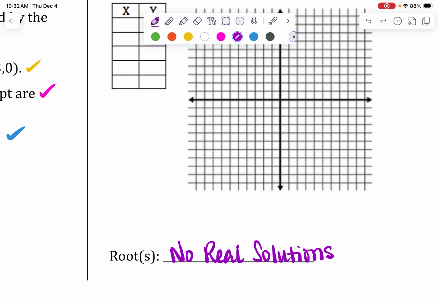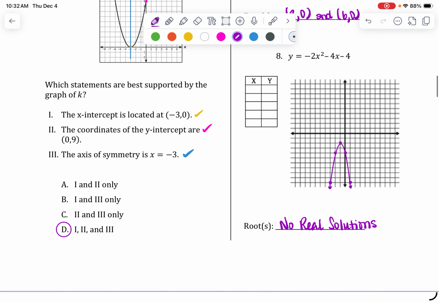So -2, -4, -1, -2. All right, so -3, -10, and then 1, -10. Right, so this is going to be our parabola. Good enough. There we go. And I'm going to go put those points.